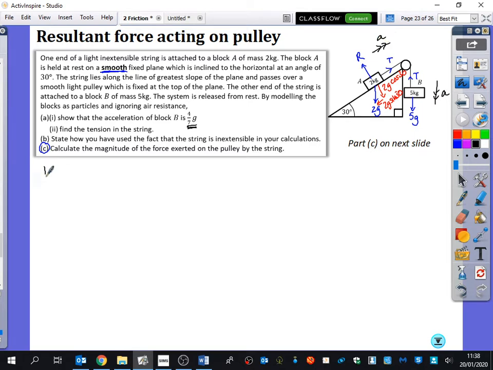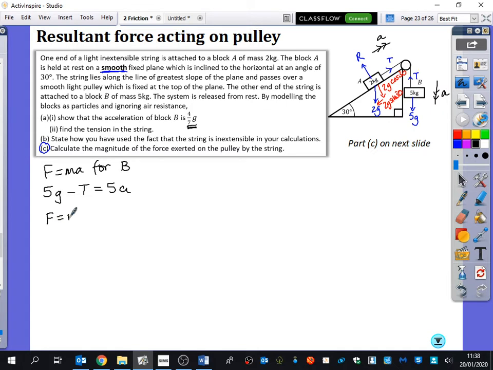So we'll do an equation of motion. We'll do F equals ma for B. What's the equation of motion for B? Luke? Would be 5g take away tension is equal to 5a. Good. The resultant force downwards, this one is bigger, so it's 5g minus T.